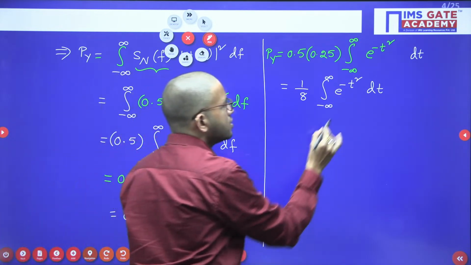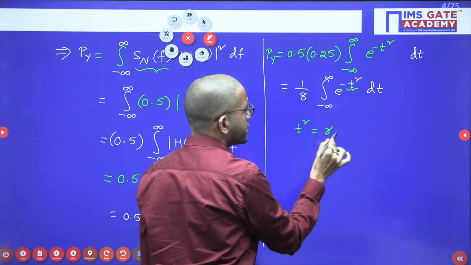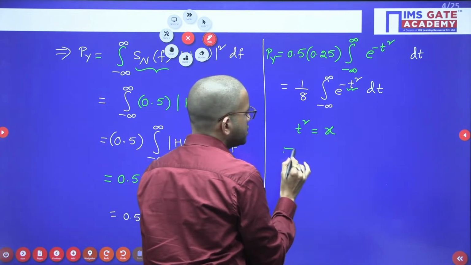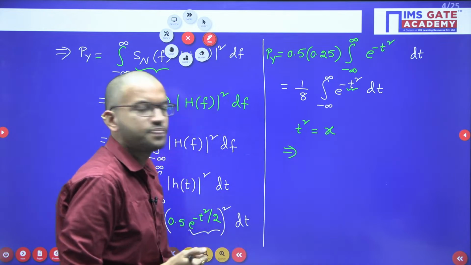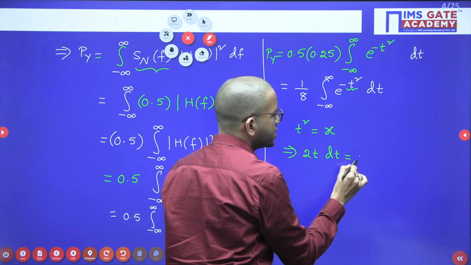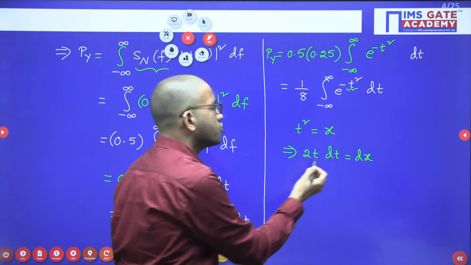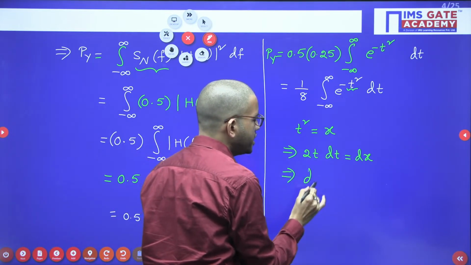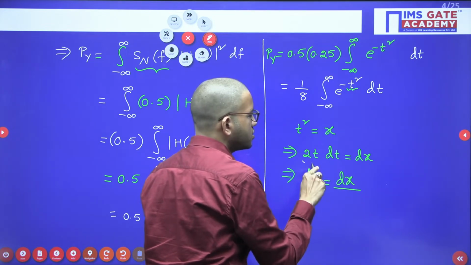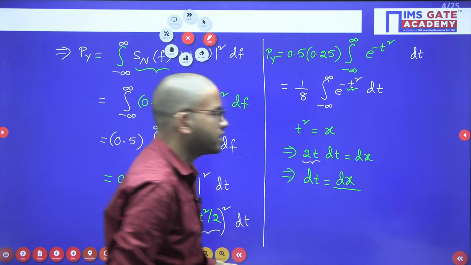So here for the time being, let us assume t square equal to x. Okay, I am assuming t square as x. Then just perform differentiation on both sides. So you will get 2t dt is equal to dx. Here we are having the term dt, so from here we will get dt as dx divided by 2t. You can bring it to the right hand side, it will come into the denominator, right? 2t.